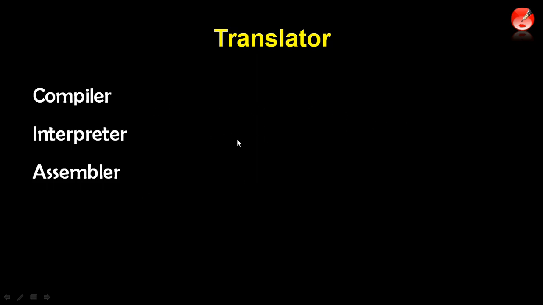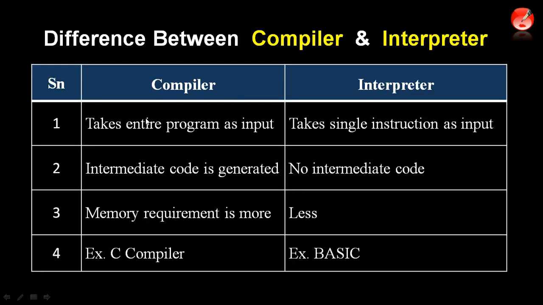Next, we should know the difference between these three softwares. Compiler converts the entire program. So intermediate code is generated during the conversion, so it requires some memory locations. Examples for compiler are C compiler, Java and any other high-level language program compilers.